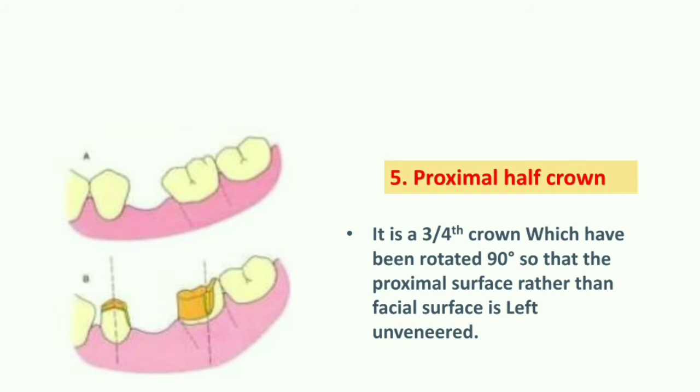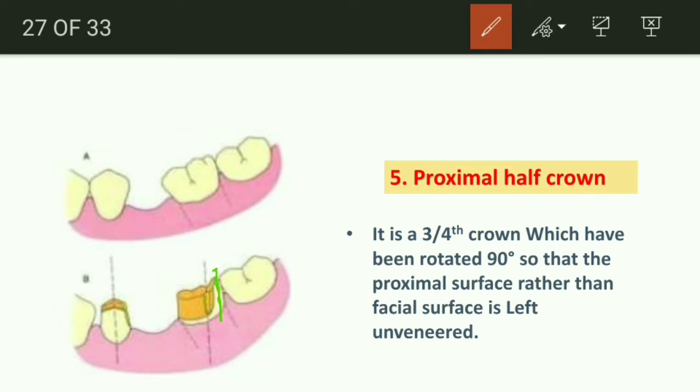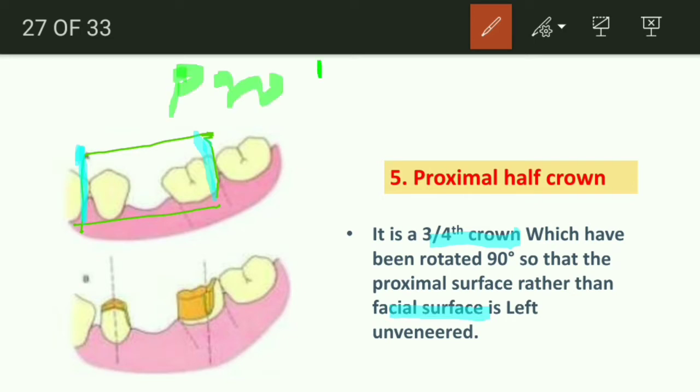Now sixth, proximal half crown. It is basically a 3/4 crown which has been rotated 90 degrees so that the proximal surface rather than the facial surface is left unveneered. See, in simple language, here we are leaving this proximal surface of these two teeth unprepared. Suppose we are giving the prosthesis on this second premolar and the first molar, then we are leaving this proximal surface unprepared. In 3/4 crown, we are leaving the facial surface unprepared, but in proximal half crown, we are leaving the proximal surface unprepared.